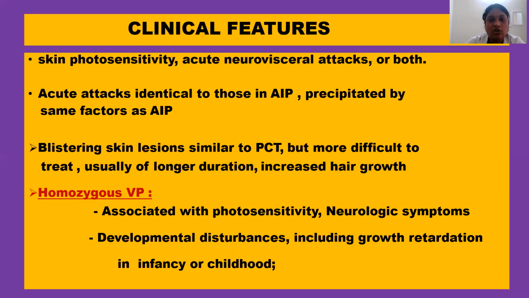Clinical features include both skin photosensitivity and acute neurovisceral attacks, and acute attacks are identical to those in AIP, and are precipitated by the same factors as in AIP. Blistering skin lesions will be present, which are of longer duration and very difficult to treat. Homozygous variegate porphyria is associated with photosensitivity and neurological symptoms, and there will be growth retardation and developmental disturbances in children or during infancy.